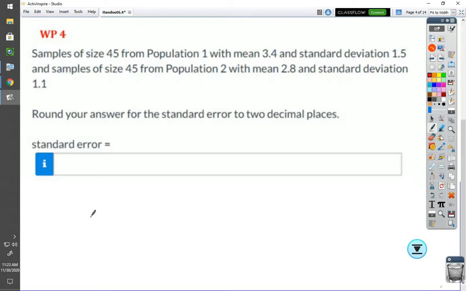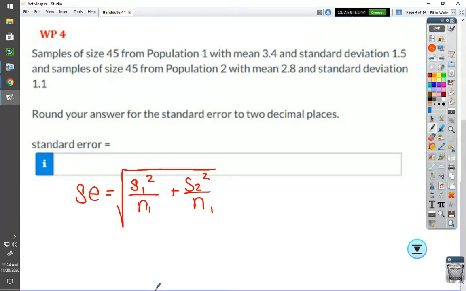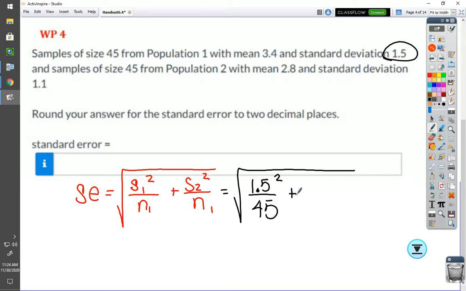Now remember, the standard error calculation is going to be S1 squared divided by n1 plus S2 squared divided by n2, and that's all under the square root. So we're going to simply replace values. The first standard deviation is 1.5. We're going to square that and divide it by the sample size, which was 45. We're going to add that to 1.1 squared, and we also had a sample size of 45.